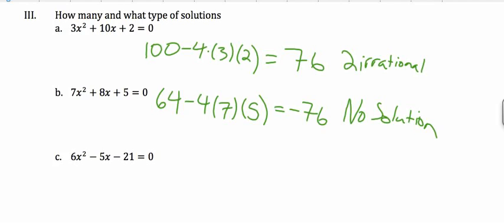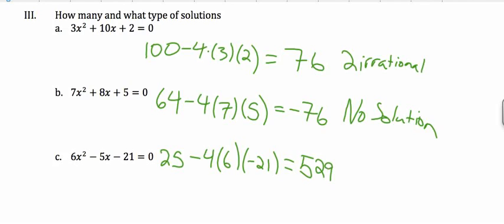Okay, and C, b squared is 25 minus 4 times 6 times negative 21. Okay, so that negative is going to be really, really important there. And we get for that one 529. Now, you may not know off the top of your head whether or not that is a perfect square or not. It is. It's 23 times 23. So since that's a perfect square, we get 2 rational answers. Now, if we'd gotten 0, it would have been 1 rational.